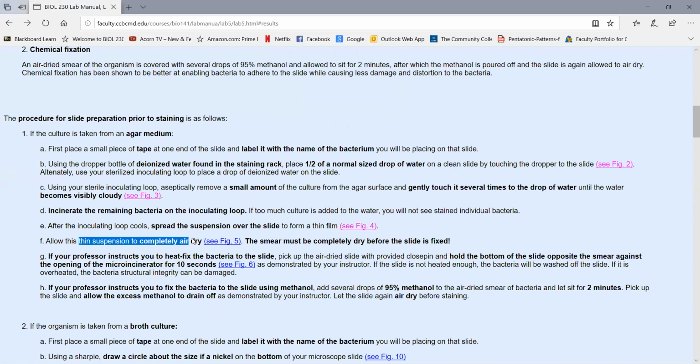You have to wait for that to completely air dry. You have to air dry it before you can heat fix it. And again, with a small drop of water spread out really well, it might air dry in 2 or 3 minutes' time. If you had too much water, it might take 10 or 15 minutes to air dry. So once it is air dried, as we see in figure 5, it should look like a thin powdery film. You should be able to see through it, but you should be able to see with the naked eye that there's bacteria dried on the slide. So it should be a visible thin bacterial film, but one that you can see through.